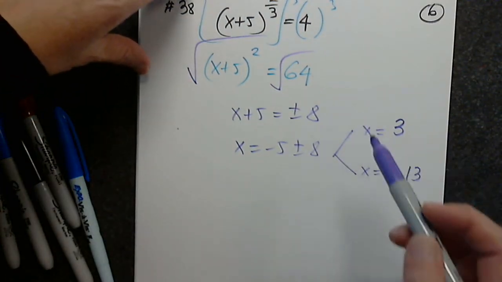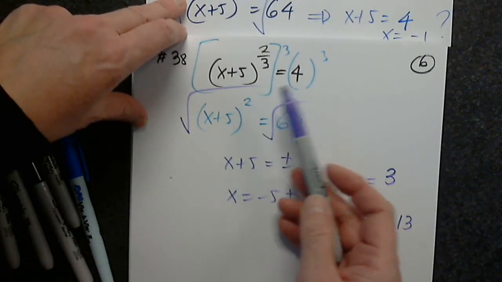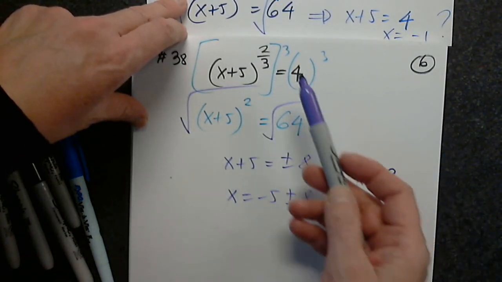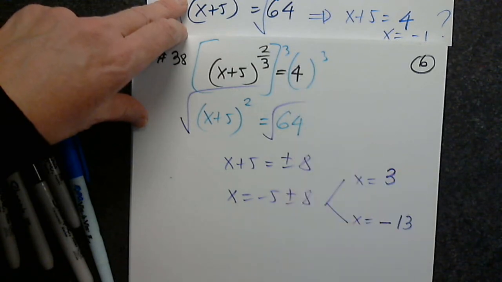okay? So, of course, we raised both sides to the 3rd power. Both solutions will work because we raised it to the 3rd power. But we should always go back and check, but I guarantee you these 2 work.